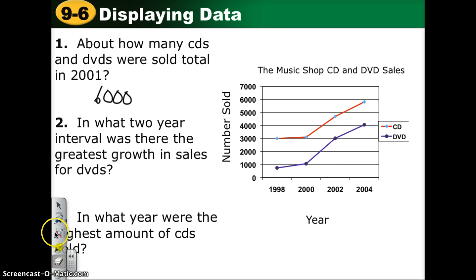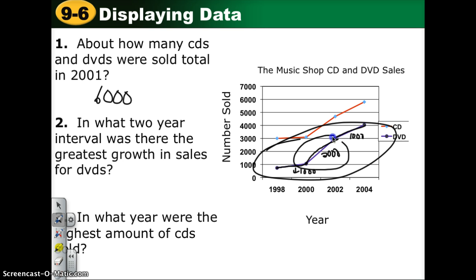In what 2-year interval was there the greatest growth in sales for DVDs? So now we're just looking at the purple graph. So we can see some growth from just under 1,000 to 1,000. We see growth from 1,000 to 3,000, and then from 3,000 to 4,000. So this was about 1,000 growth. This was a 2,000 growth, and this was less than 1,000 growth. So our biggest interval would be the 2,000, which went from 2000 to 2002.